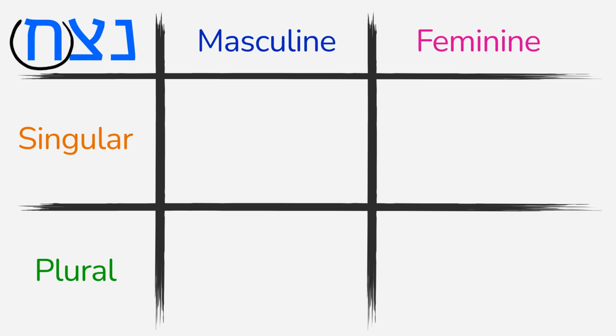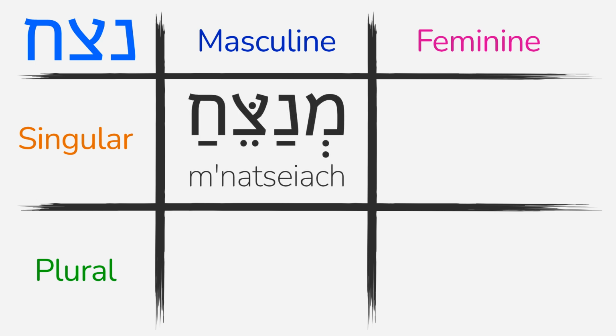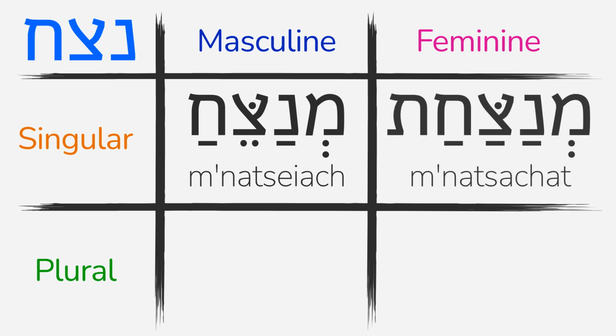If a root ends with ein or chet, the masculine singular and feminine singular forms of the present tense are irregular. The masculine singular Piel present tense wins is manatseach, which has a patach under that last letter chet. And the feminine singular form is manatsachat, which has two patachs under the last root letters instead of the usual two segols.